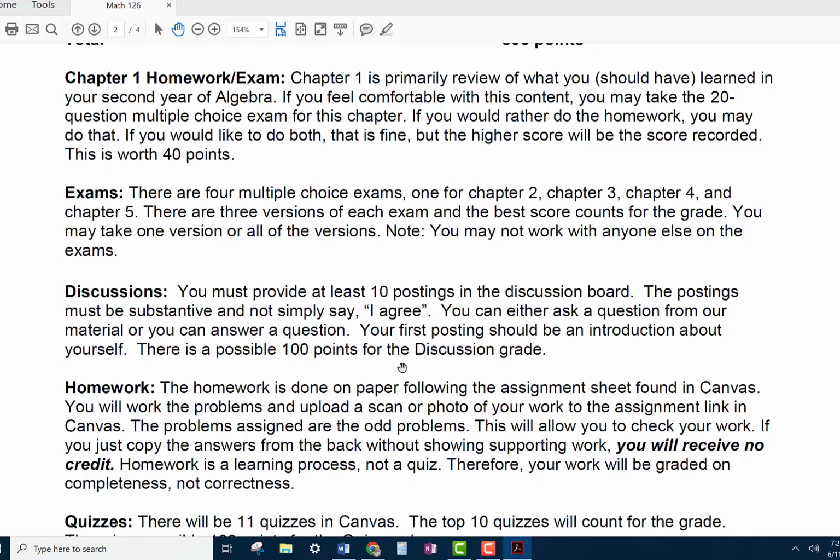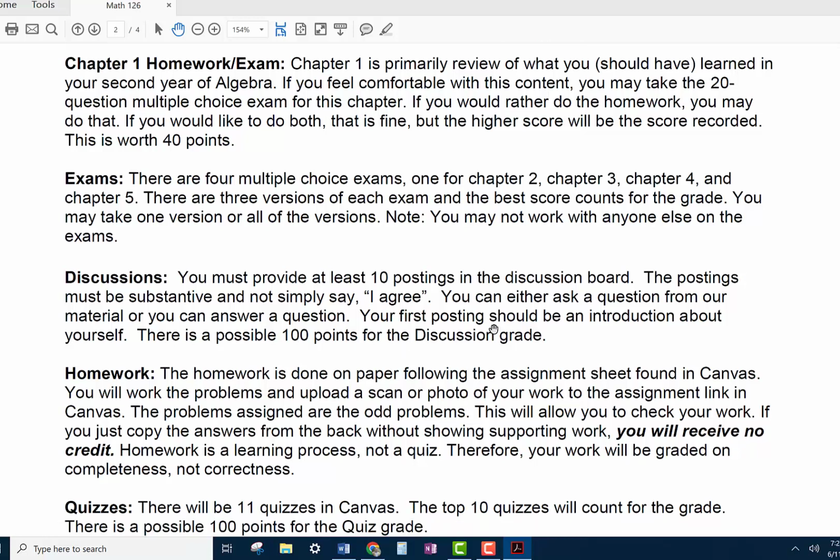Discussions: you must provide at least 10 discussion postings on the discussion board. Postings must be substantive and not simply say, I agree. You can either ask a question from our material or you can answer a question. Your first discussion posting should be an introduction about yourself. There's a possible 100 points for the discussion grade.